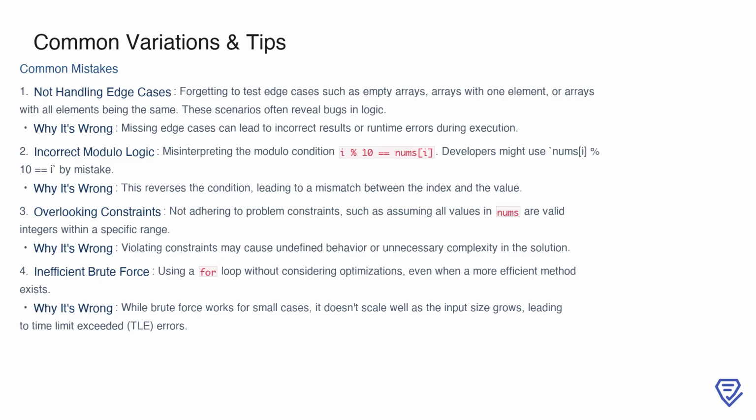Another frequent mistake is misunderstanding the modulo condition. The problem specifies that the index modulo 10 must equal the value at that index, but some developers mistakenly flip this condition, comparing the value modulo 10 to the index instead. This subtle error can completely invalidate your solution. It's also critical to adhere to problem constraints. For instance, assuming values fall outside the given range can lead to undefined behavior or overly complex logic.